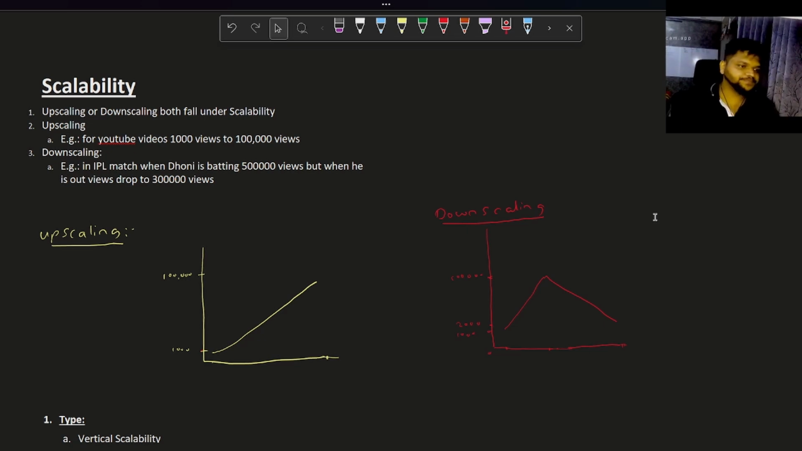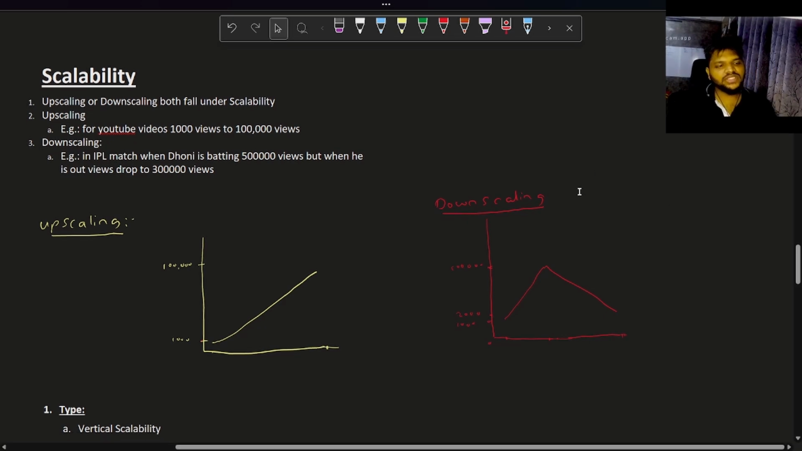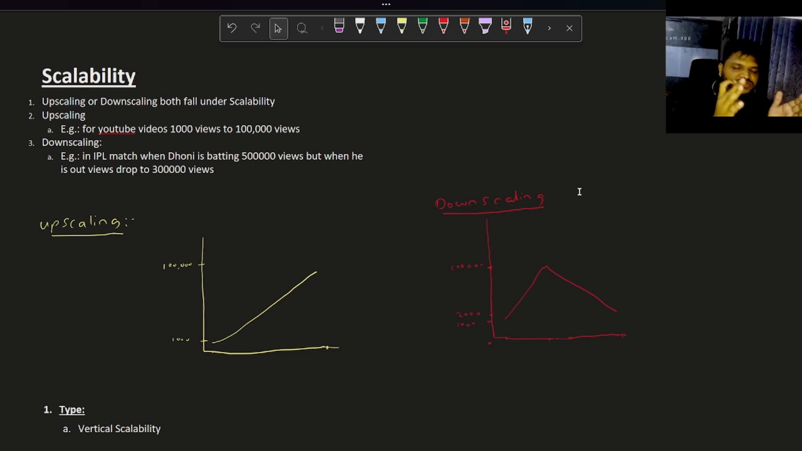So let's start. Scalability, one thing that is very important that you need to understand is that there are two things. Whenever we hear the term scalability, the thing that comes to our mind is a spike and a growing thing. That is a wrong conception basically. Scalability means it is growing and again it is falling, like upscaling and downscaling. That is the first thing. Second thing, it can be a spike or it can be gradual.